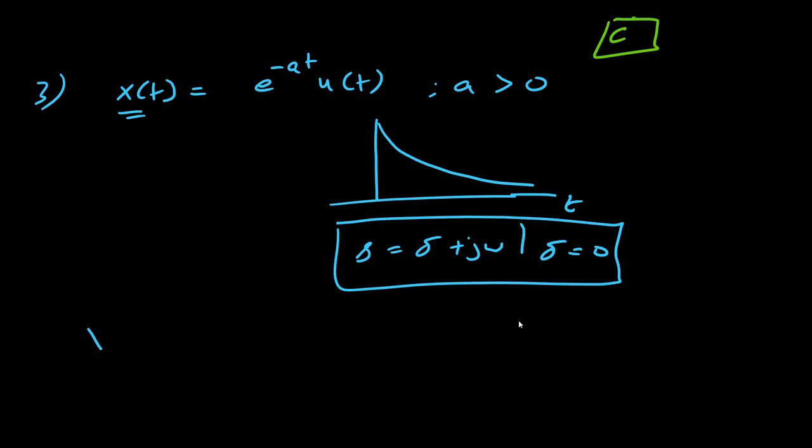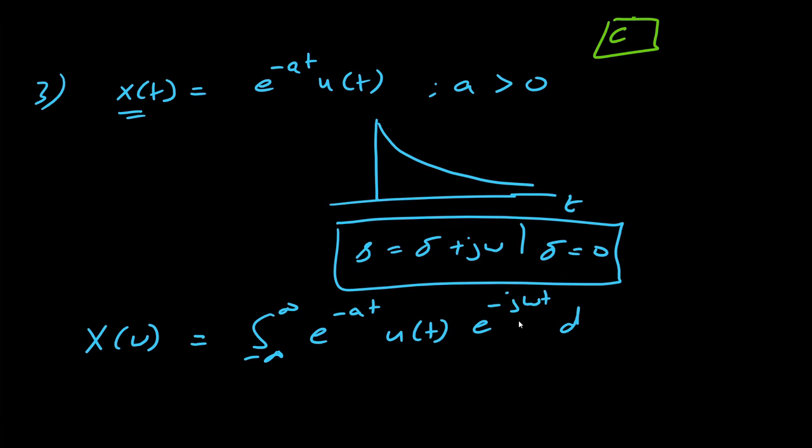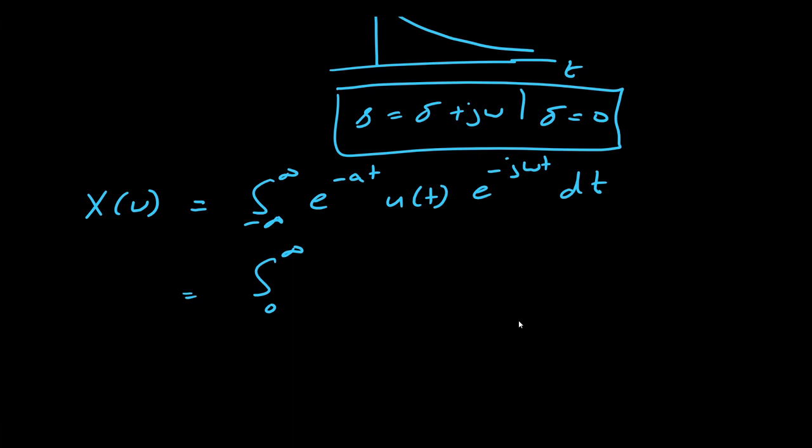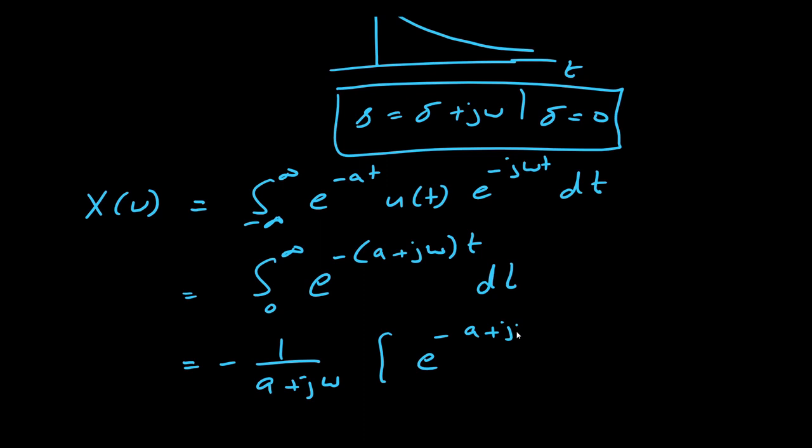But we would rather follow a conventional approach, and directly find the transform of this function. That is, we are interested in x of omega, which is the integral from minus infinity to infinity of x of t, that is e to the power minus at u of t, times the exponential signal itself, e to the power minus j omega t dt. Now this unit step function would again change the limit, and we would have e to the power minus a plus j omega t dt, and the solution of this would be minus 1 over a plus j omega, and then the exponential, that is e to the power minus a plus j omega t, evaluated when t is infinity and 0.